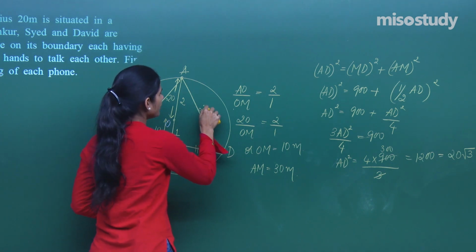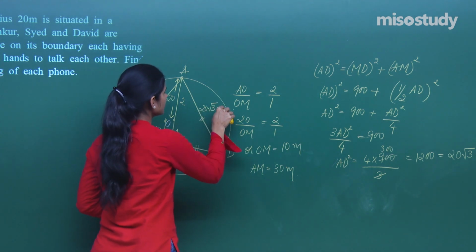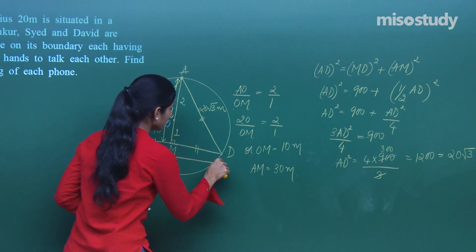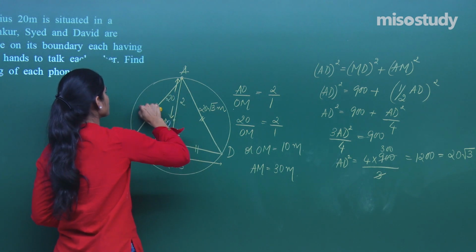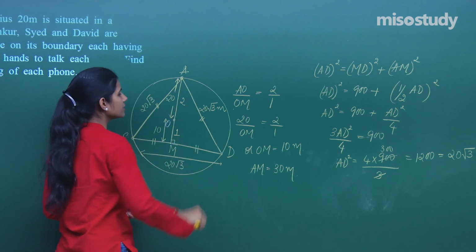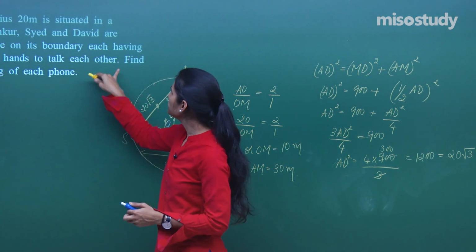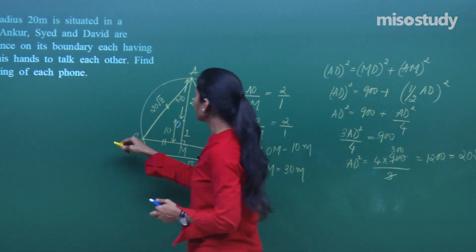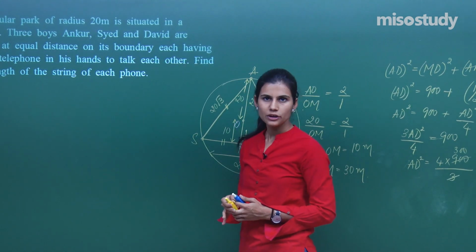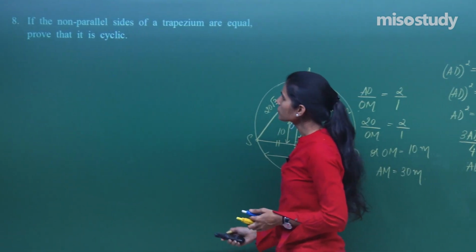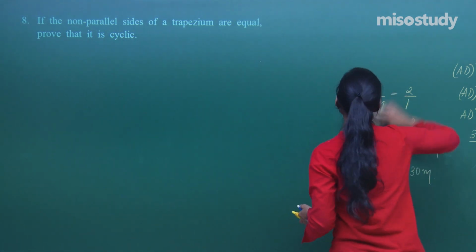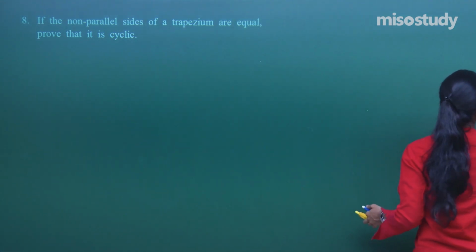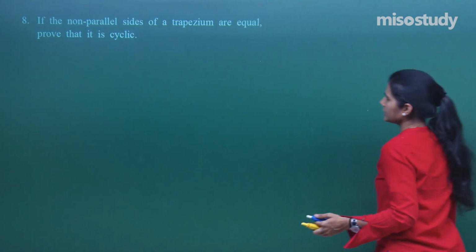If AD is of length 20√3 meters, then SD is also of length 20√3 and AS is also of length 20√3. So we have found the length of the string of each phone. Fine. Let's talk about the next question. If the non-parallel sides of a trapezium are equal, prove that that trapezium will be a cyclic trapezium. It will be sitting inside a circle.